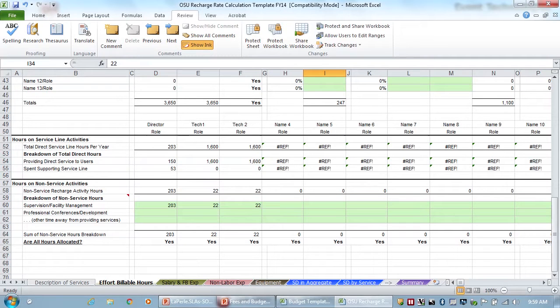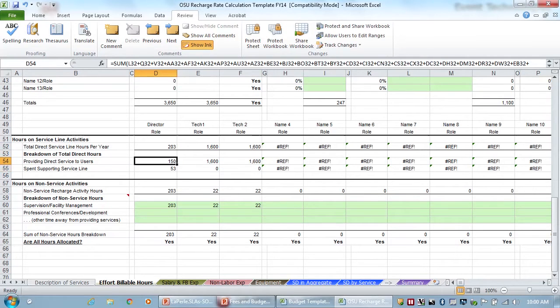these hours for the service lines, here's the total that you have for the service lines. And then it says how many hours are broken down into providing the direct service, and then how many are spent supporting the service line. Does the difference between those make sense? It'll be built in a different way, which you'll see on the next tab.